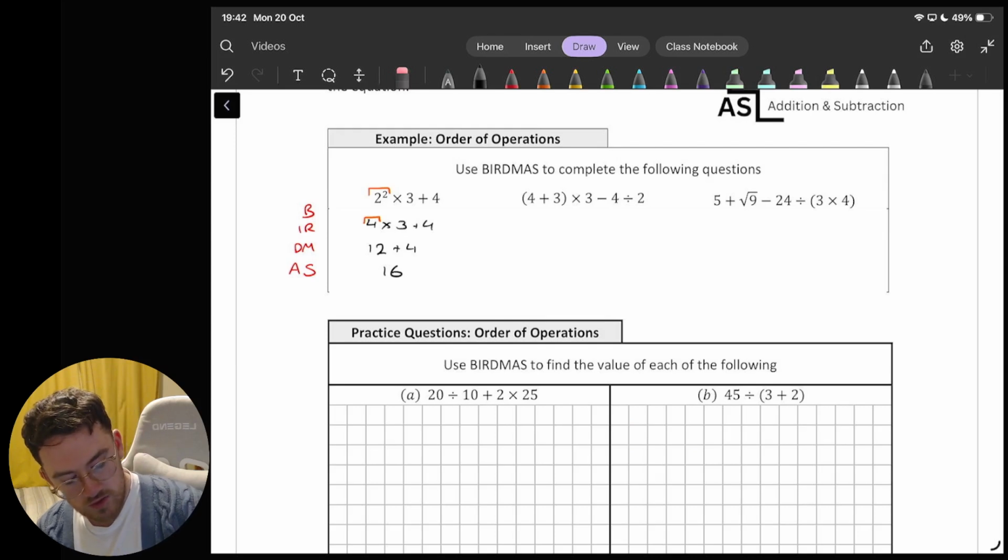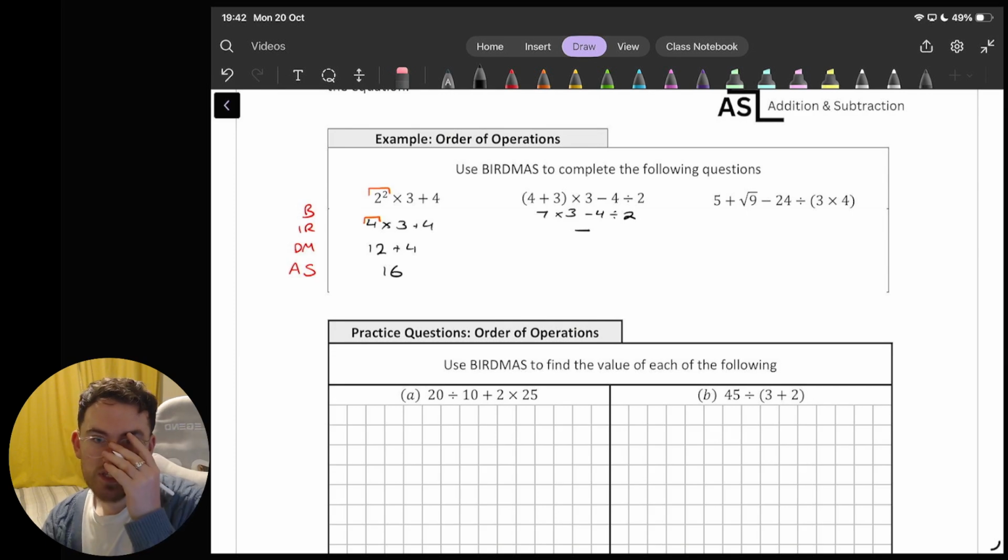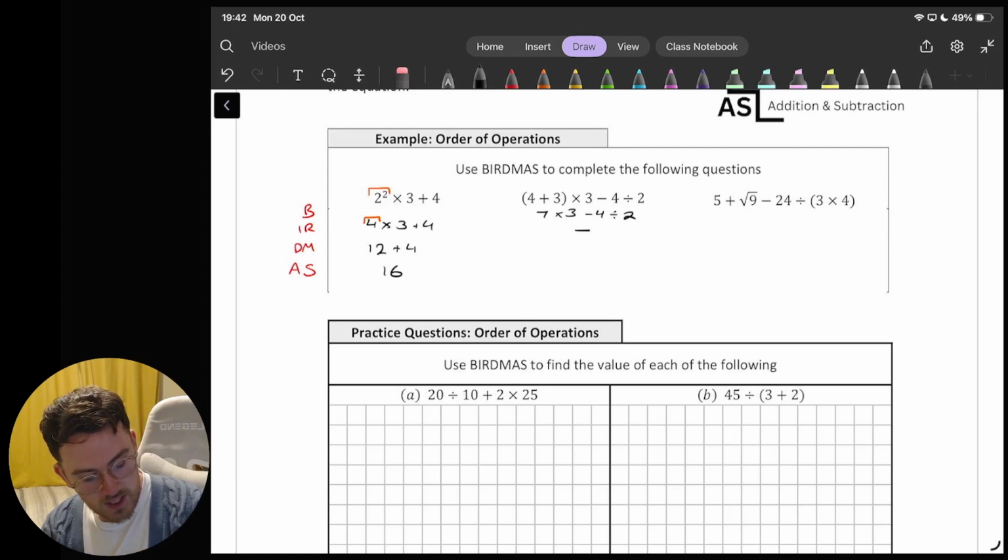Next sum, I do have brackets, so I need to do that sum first. So 4 plus 3 is 7, so I'm going to do that sum and then continue onwards. I don't have any indices or powers, so I can skip over that line. The next step is divide or multiply, so we work from left to right here. 7 times 3 is 21. 4 divided by 2 is 2. Now we have 21 minus 2, which is 19.